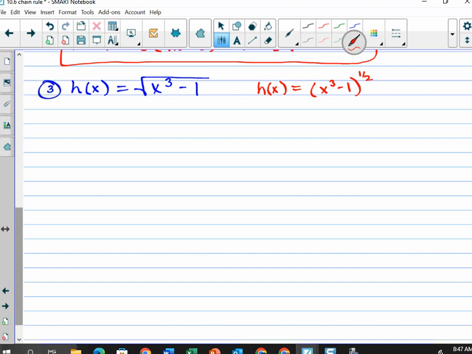All right, guys, let's go through this one. Step 1, rewrite it with the fractional exponent. I think we're all okay with that. So h prime of x. Guys, up here. Start on the outside, work your way in. Yep, got that. Okay.